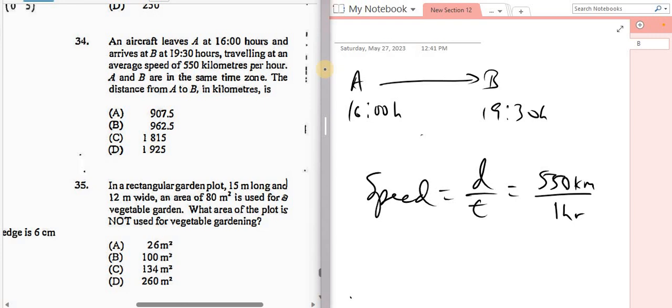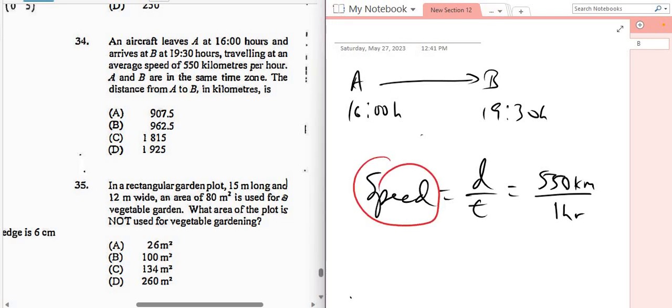Anyways, A and B are in the same time zone. The distance from A to B in kilometers. What's the distance from A to B? Well, what do we have so far? We have the speed, right? What's the speed? Let's substitute. What's the speed, guys? 550 kilometers per hour, right?